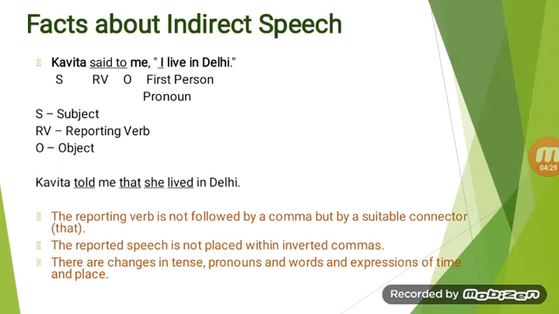There are changes in tense, pronouns and words, and expressions of time and place. As you can see, tense is changed. The pronoun I is now she, and tense is also changed from simple present to simple past, and time expressions are also here. So we can see certain kinds of changes in the indirect speech when we transform the direct speech into the indirect speech, which you can see here.